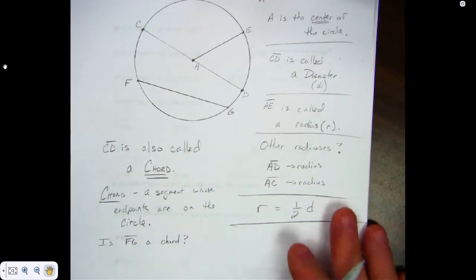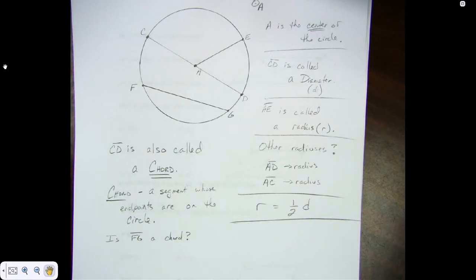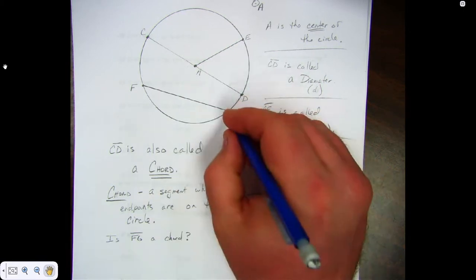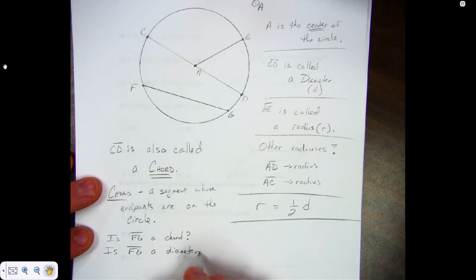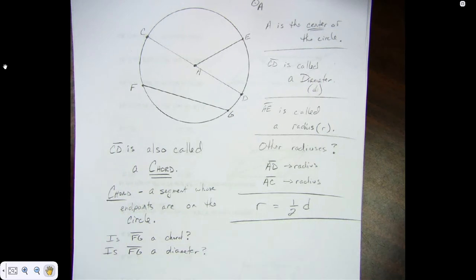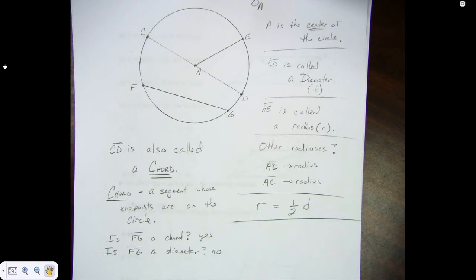Yes. Is FG a chord? I heard one yes. Does anyone disagree with that? It's either a no or a yes. Do you disagree with that? Is FG a chord? Why? Because its endpoints are what? On the circle. Is FG a diameter? No, because it doesn't go through the center, right?